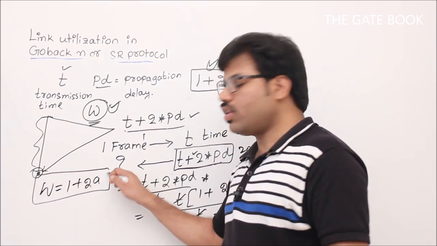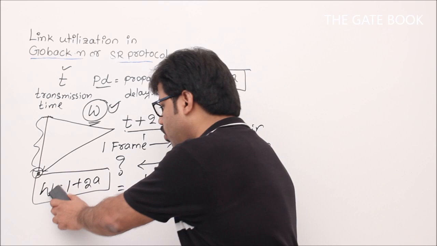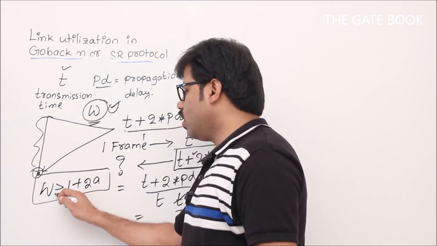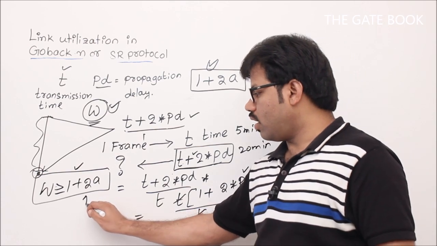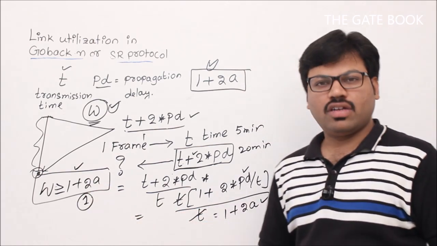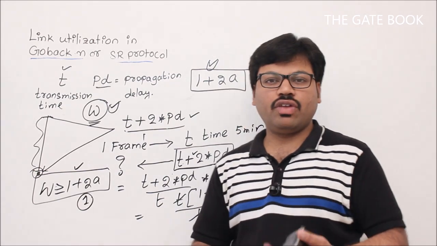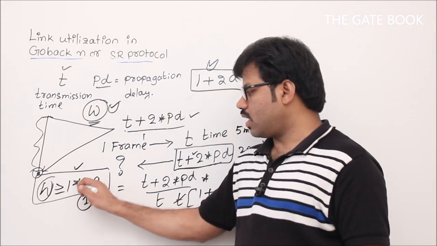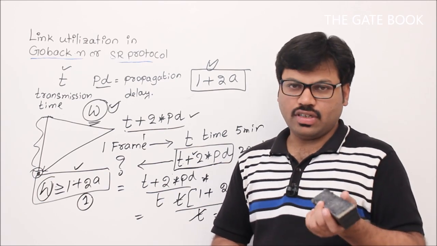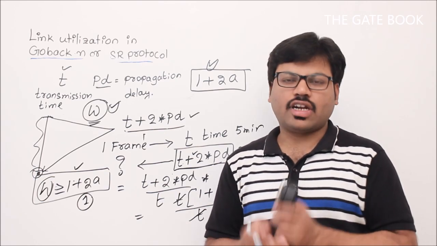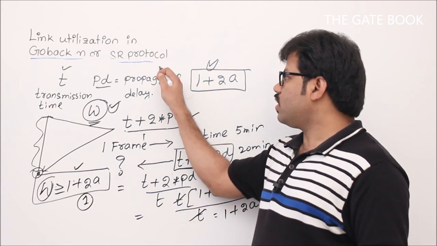Of course, you can have more than that also. If you have more than that, not a problem. It should not be less than that. So W greater than or equal to 1 plus 2a, then link efficiency is 1. Remember it. But it is not compulsory. That means, everyone may not fix the W value like this, correct? What if W is less than 1 plus 2a? In that situation, what could be the link efficiency? Try to understand.